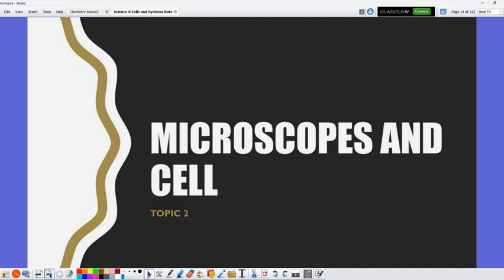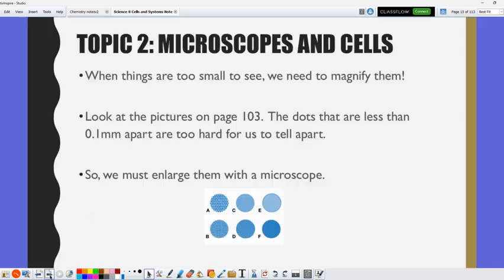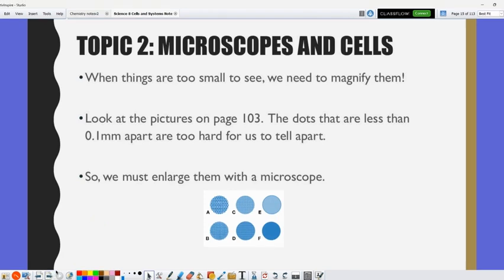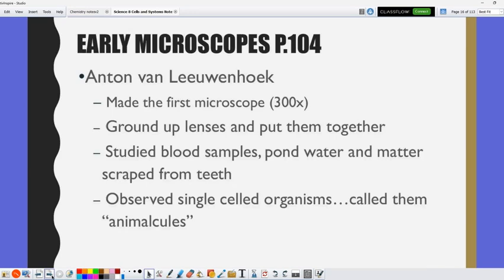And then topic 2 deals with the microscope and cells. So when things are too small to be seen, we need to magnify them. And so that was one of the impetus for the microscope to be invented.